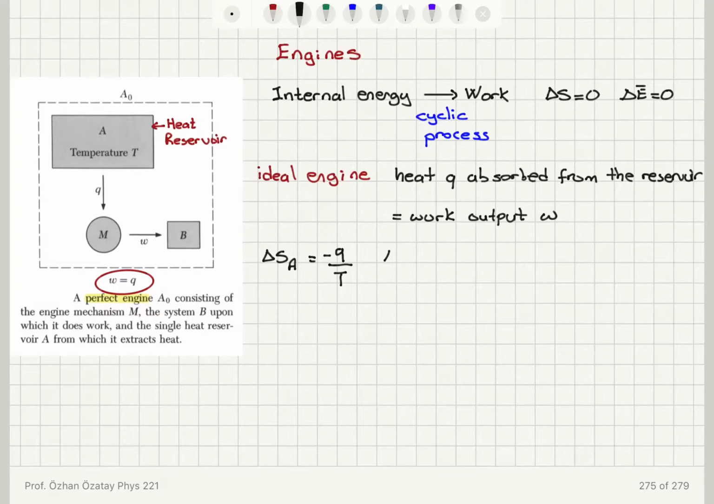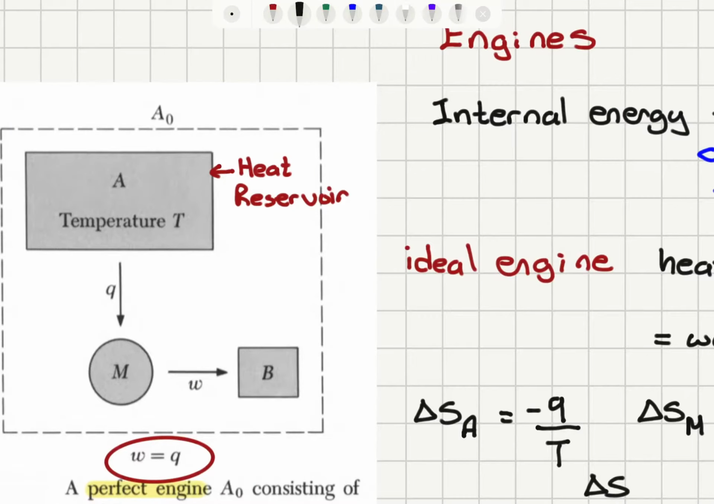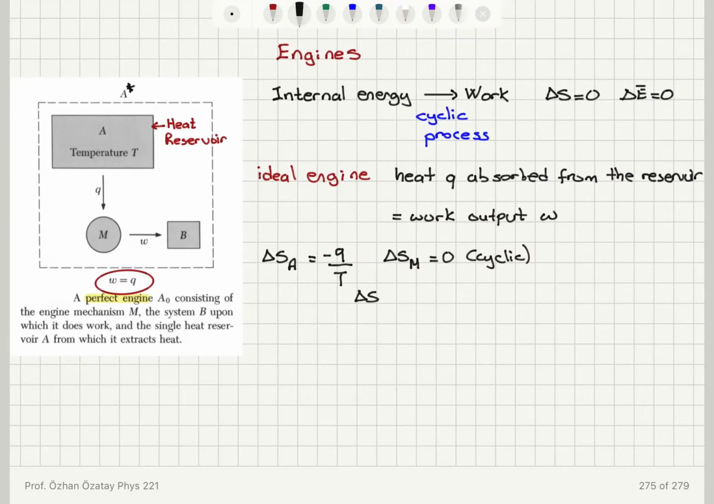And the entropy change in the engine, delta S M, is equal to 0. Why? Because it's a cyclic process, and entropy is a state variable. Therefore, if you write the entropy change in the total system, let's be consistent with our previous discussions and call this system A star. The total entropy change, delta S star, would be equal to the entropy change in the reservoir plus the entropy change in the heat engine, and that would be equal to minus Q over T plus 0, so it is minus Q over T.